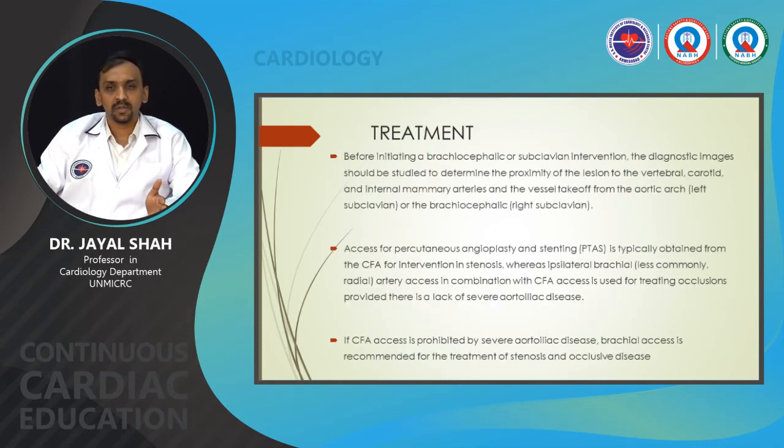Before initiating a brachiocephalic or a subclavian intervention, the diagnostic images should be studied to determine the proximity of the lesion to the vertebral, carotid and internal mammary arteries, as well as to know the angle of vessel takeoff. Access for the percutaneous intervention is typically obtained from the common femoral artery, particularly for stenotic lesions. And if we are dealing with an occlusive lesion, then ipsilateral brachial or radial access is taken in combination. If CFA access is prohibited by severe aortoiliac disease, then brachial access is recommended for the treatment.